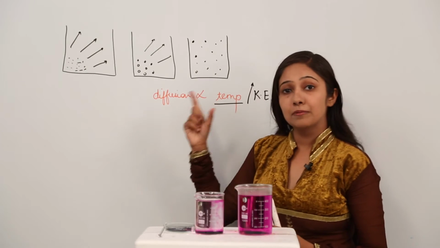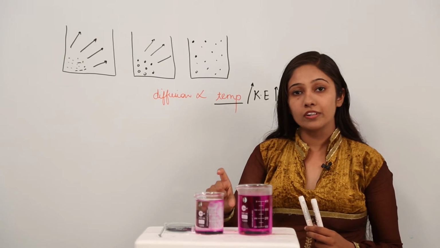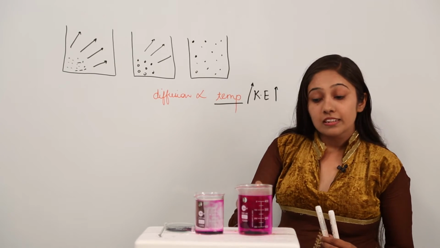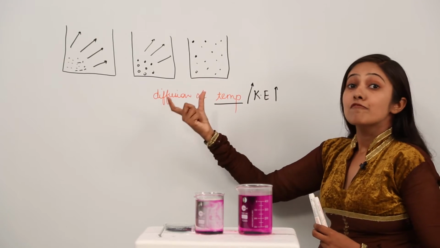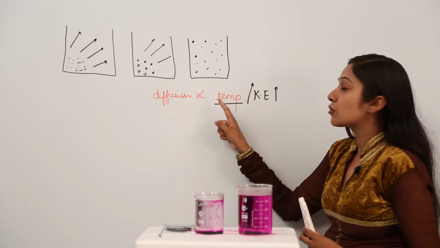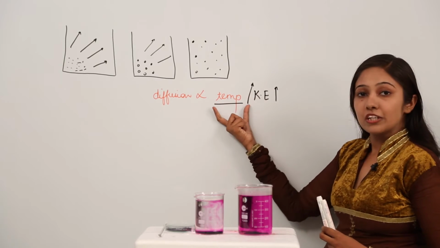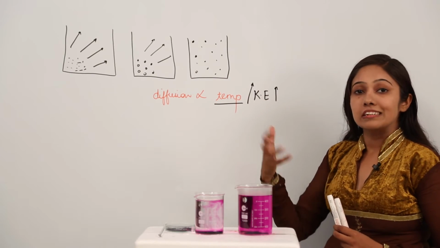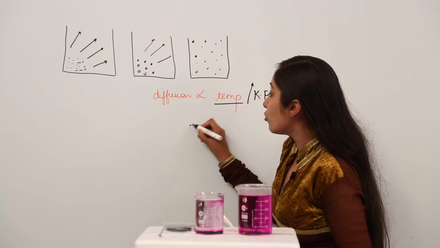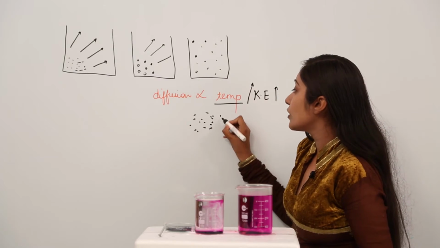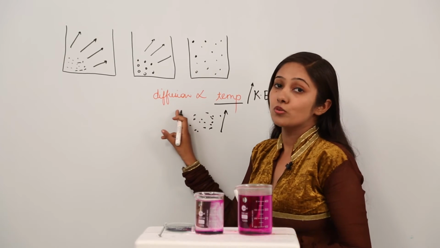And here what is happening? I am just saying that when we have put in hot water and cold water and we put these crystals, the beaker containing hot water has a faster rate of diffusion. Why? Because diffusion is actually directly proportional to the temperature. And why does this happen? Because as we increase the temperature, the kinetic energy of the molecules increases, and the kinetic energy is the energy due to motion of the body. So the molecules are going to move very fast, and when the movement is very fast, the rate of diffusion is also going to be very fast.